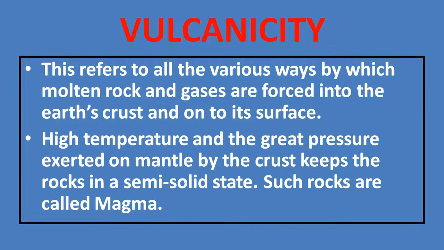So we are saying the friction along rock surfaces at the boundaries of tectonic plates raises the temperature, and this plus a reduction in pressure caused by faulting and folding associated with movement of tectonic plates causes the rocks to become molten and semi-fluid. Such rocks are called magma. So we need to understand how magma comes about. The high temperature and the great pressure exerted on the mantle.